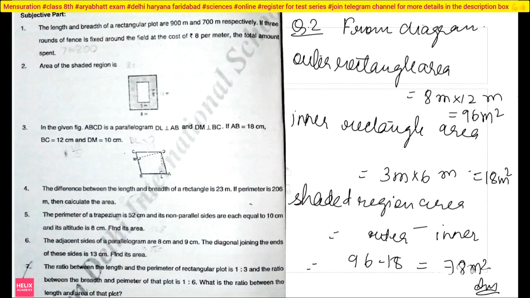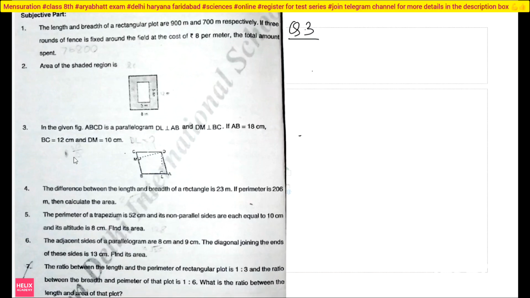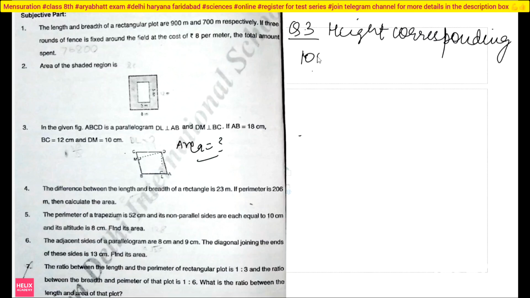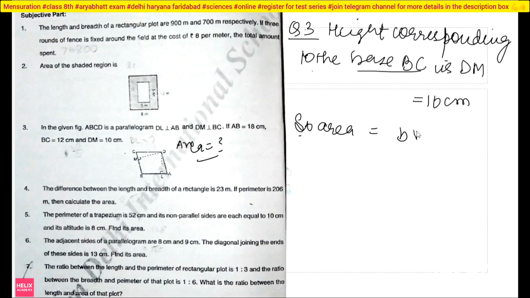Okay, beta. In question number 3, in the given figure, ABCD is a parallelogram, DL perpendicular to AB and DM perpendicular to BC. AB, BC and DM values are given. They are asking about the area. Don't worry, maybe it is not printed. I will assume the base is BC, so the corresponding height or altitude will be DM, which is 10 centimeter. Area will be base into height, so 12 into 10 is equal to 120 centimeter square.